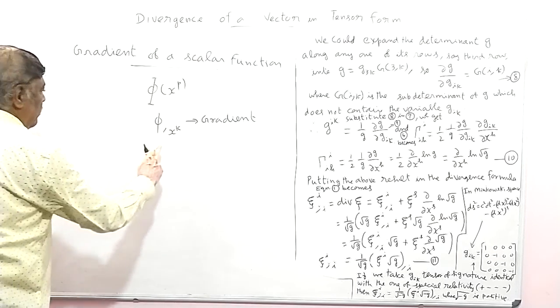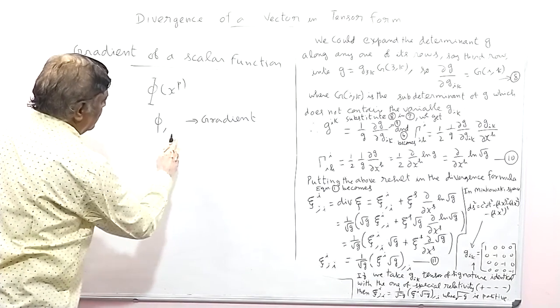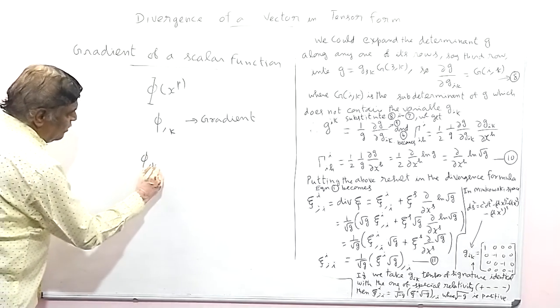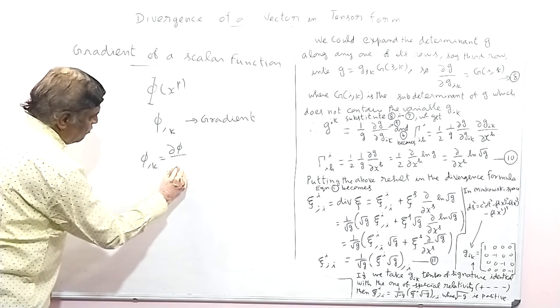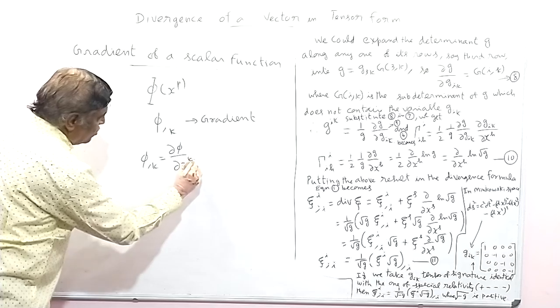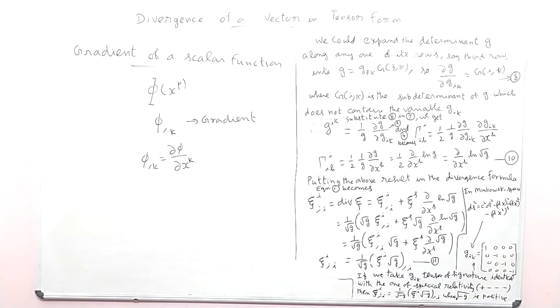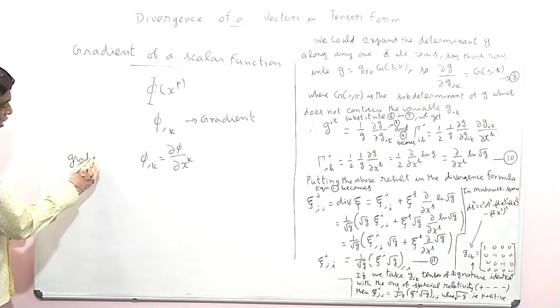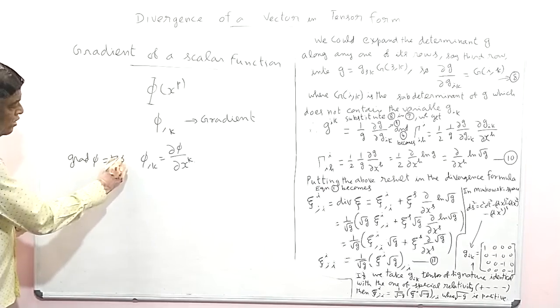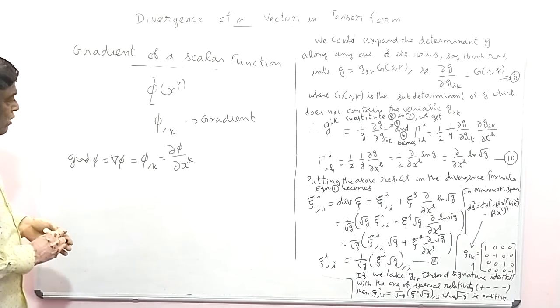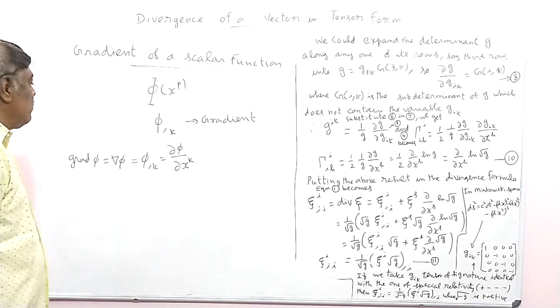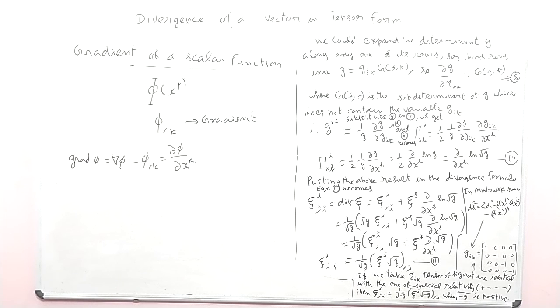Actually, we are using only k here. So phi comma k means partial d phi by d x k. So this is called a gradient. So gradient of phi, we are defining the gradient by this form. Phi comma k is equal to partial d phi by d x k, which is called the gradient. The next one is Laplacian.